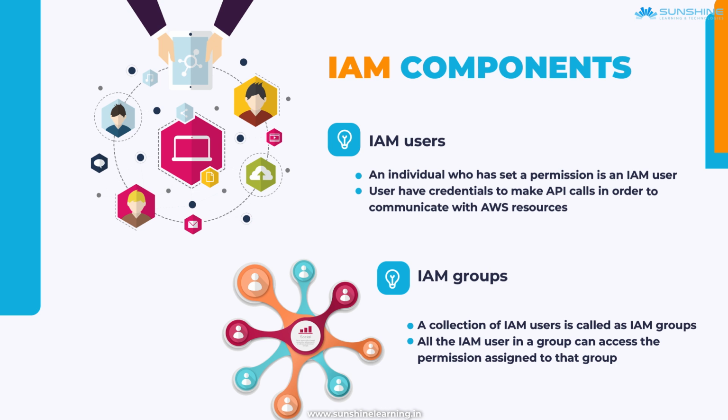So IAM groups are the collection of IAM users. All the IAM users in a group can access the permissions assigned to the group. So it depends on what type of permissions are being allocated to the group, and if the IAM user is part of that group, they would have those privileges as well.